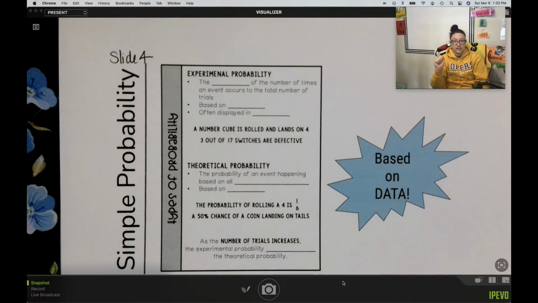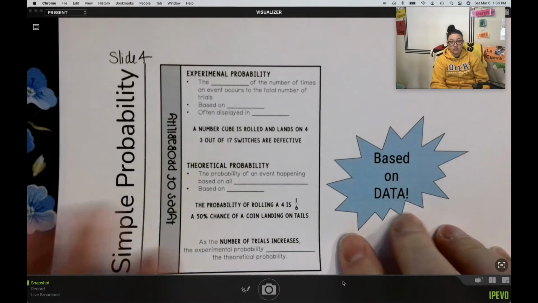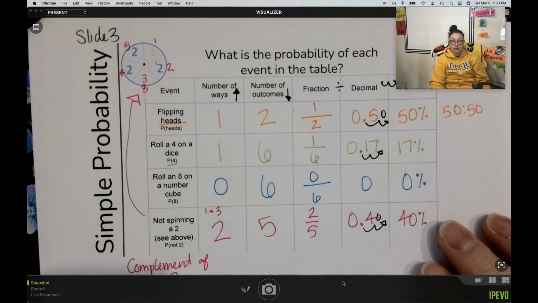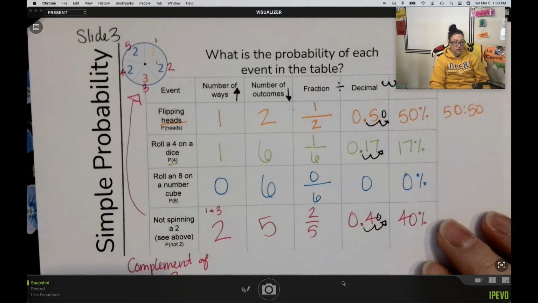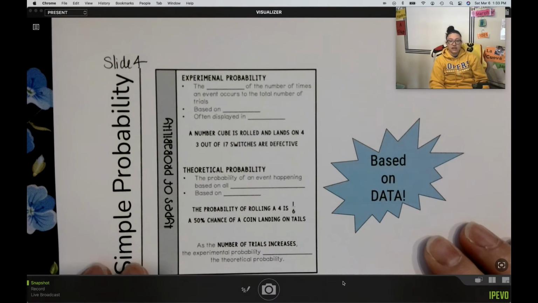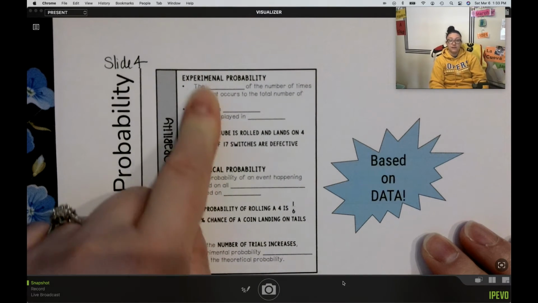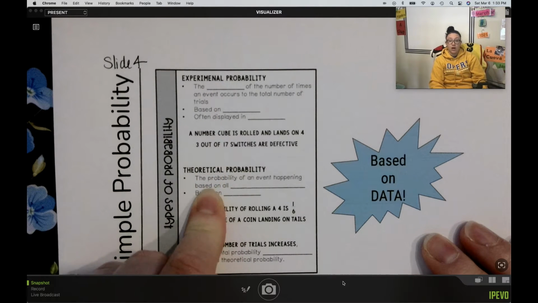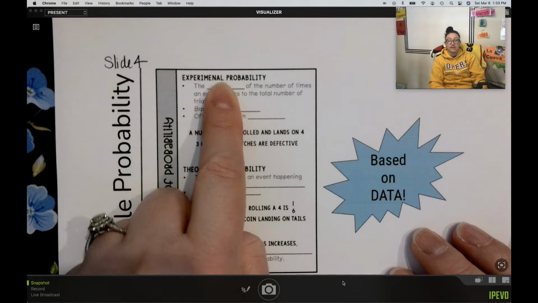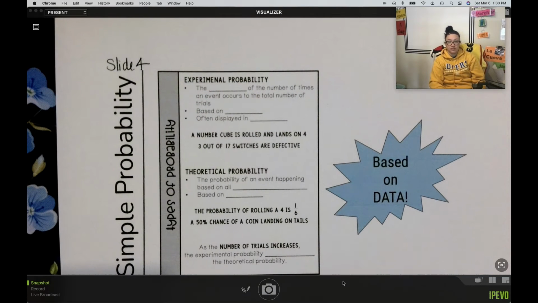Simple probability. It's just calculating what could happen. Everything that we did up here on slide number 3, that was all what we call theoretical probability. That's what we expect to happen. Now we're going to get into talking about the different types, because there are 2. One of them is theoretical probability that we just did a little bit of, and one of them is called experimental probability.